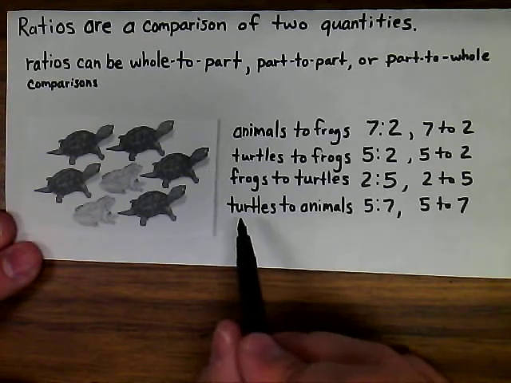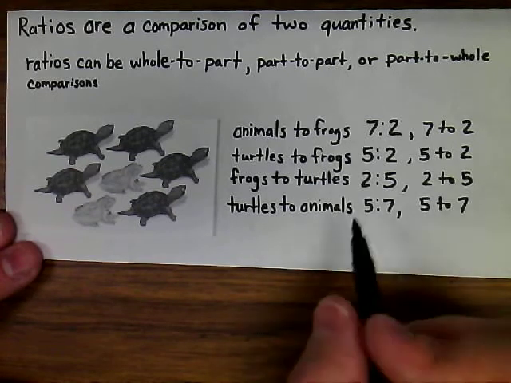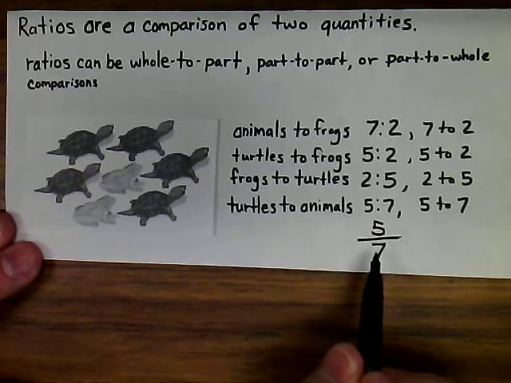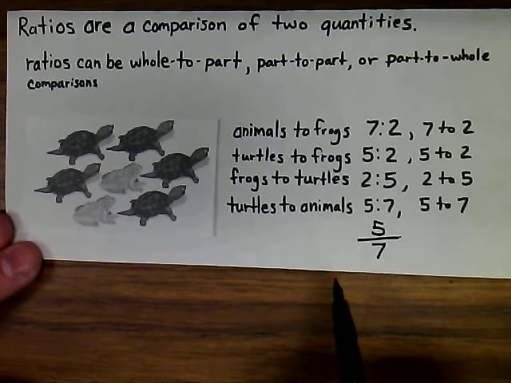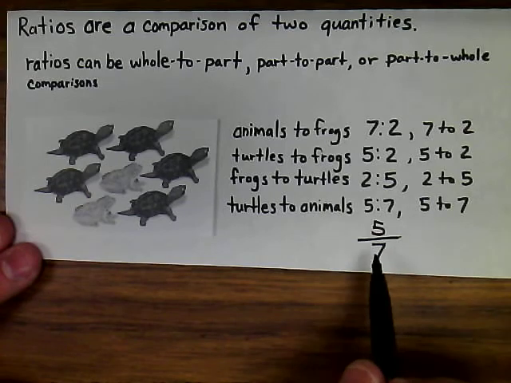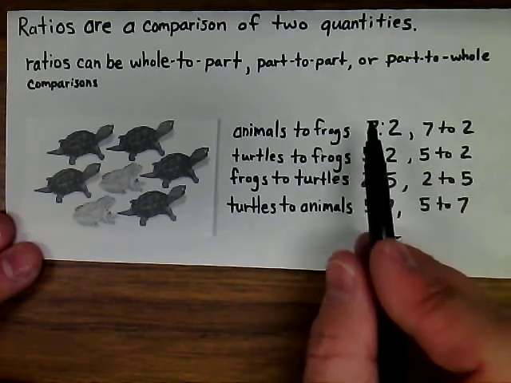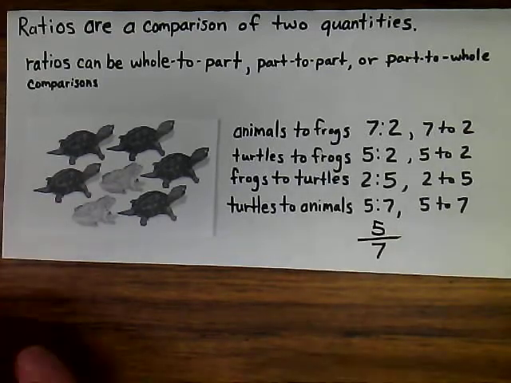This final ratio is your part-to-whole ratio, turtles to total animals. And if you wanted, that could be written in fraction form because that is a part-to-whole relationship, which is a relationship we're already pretty comfortable with. Understand that part-to-whole relationship is very different than these part-to-part relationships or this whole-to-part relationship.